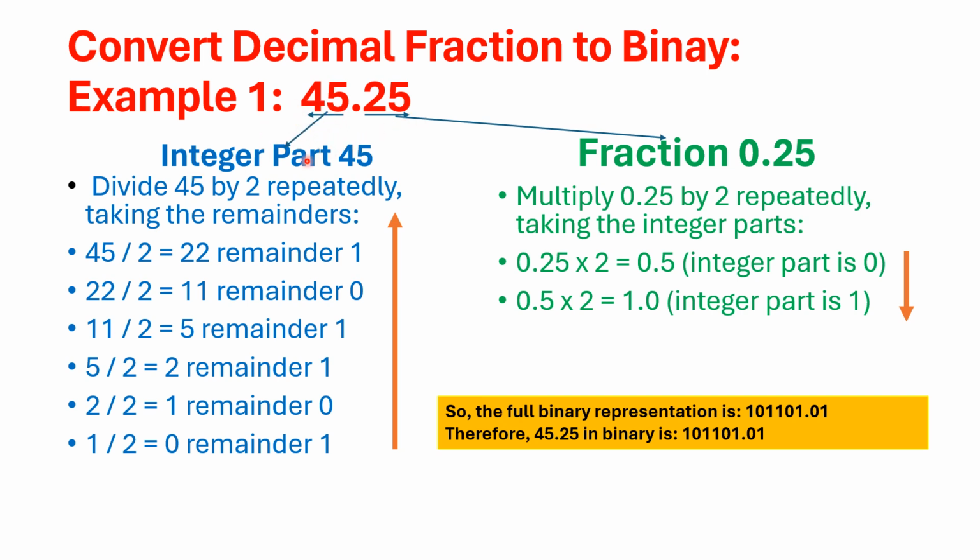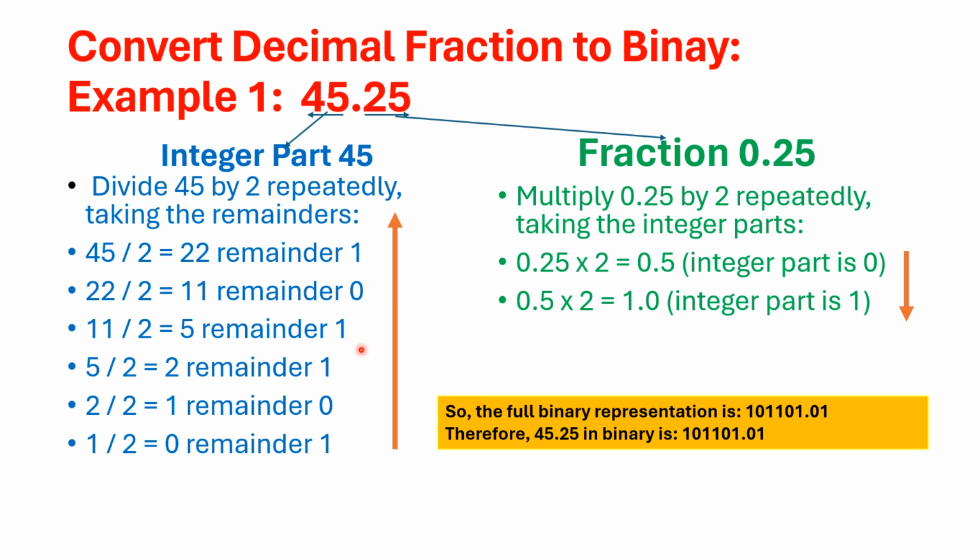For this purpose, we perform the division operation of 45 divided by 2. The outcome is 22, accompanied by a remainder of 1. Again, perform the division operation of 22 divided by 2. The outcome is 11, and the remainder is 0. Perform the division operation of 11 divided by 2. The resultant is 5, with a remainder of 1.